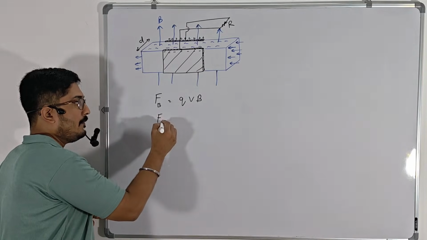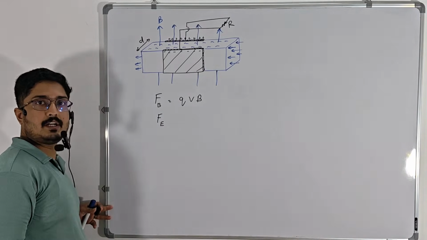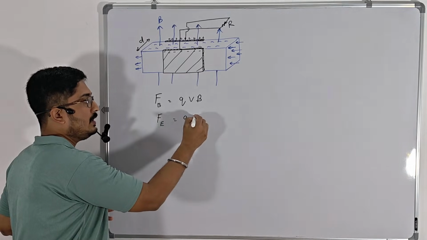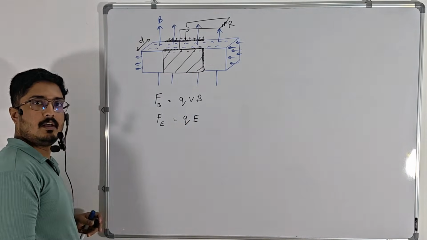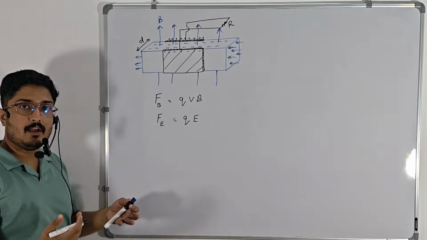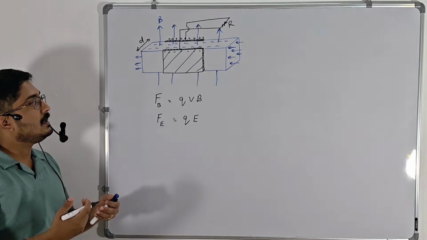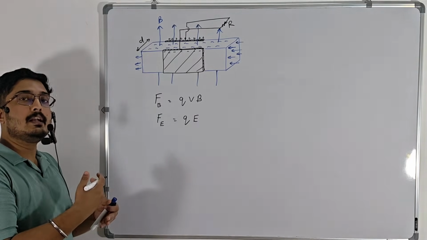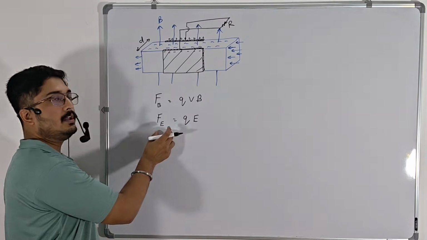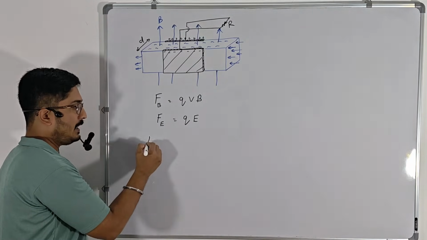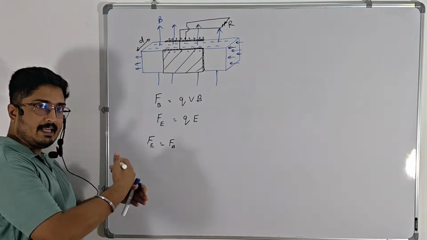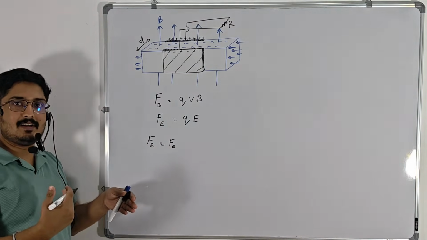Because of that, there is now also an electric force generated, and the electric force is given as Q into E. This is the electric force. So until when will the charges be moving? We can say that the charges would be moving until an equilibrium has been attained, that is, the electric force becomes equal to the magnetic force. Until then, there will be this separation, right?